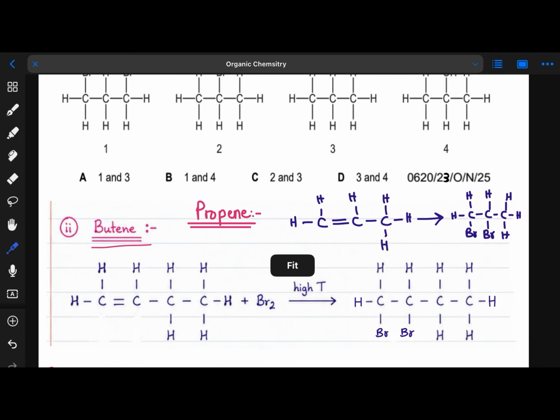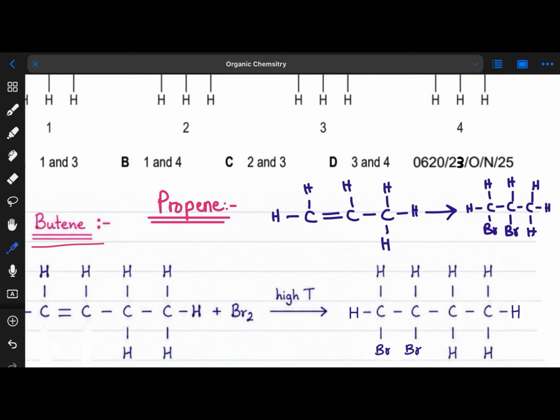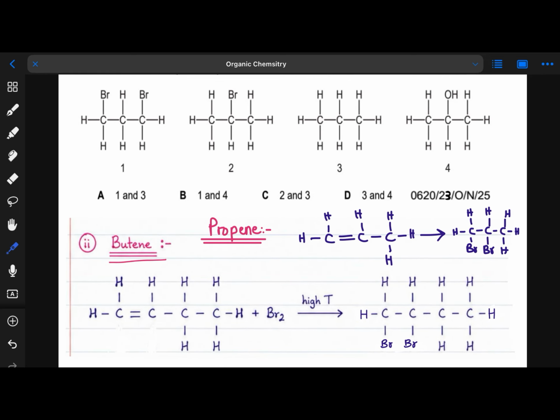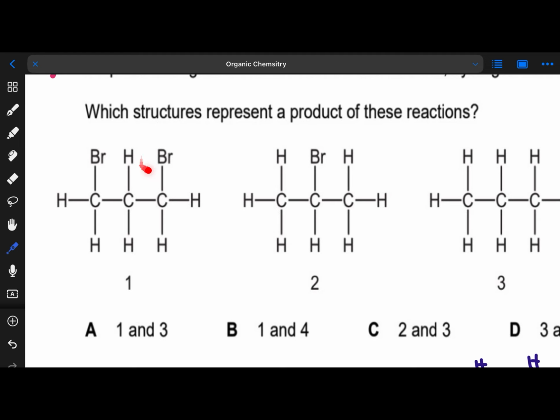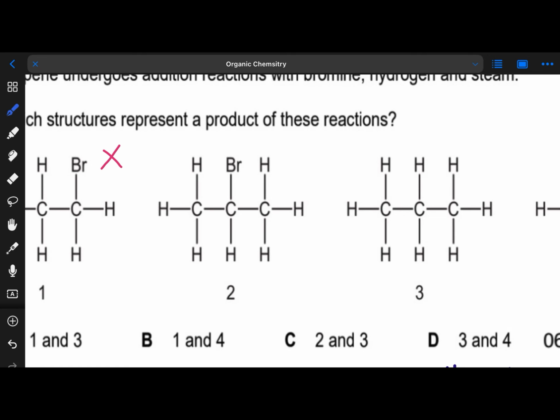Here we have the structure of propene, and you can notice that the double bond is between these two carbon atoms. During an addition reaction, when the double bond breaks, one bromine atom attaches to each of these two carbon atoms, and therefore the product looks like this. Now compare it with structure 1. You can notice that one bromine atom is attached to the wrong carbon atom, and therefore we cannot consider it correct. Let's move on to structure 2.